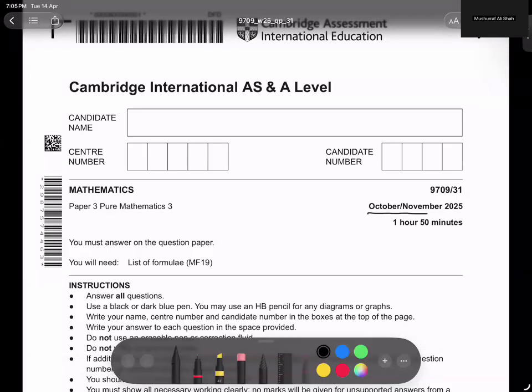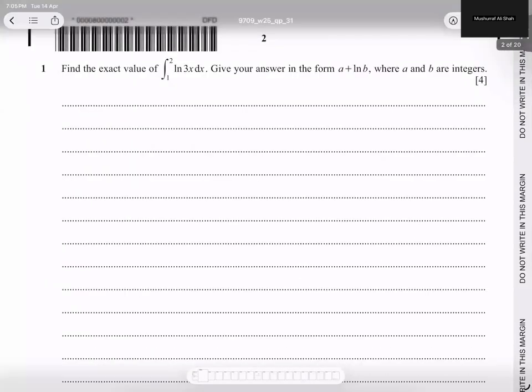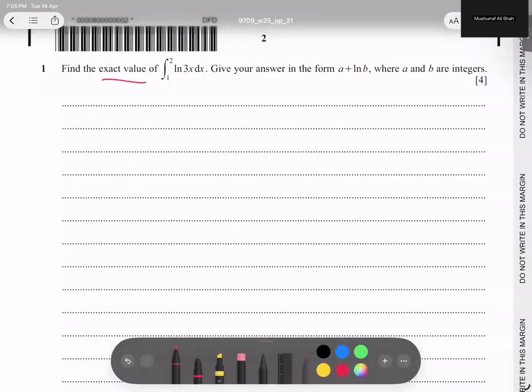October 25 and 31 variant. You can see clearly the complete Pure 3 paper. We are going to start. The first question is asking for the exact value of this in this form. So let's try to do it.